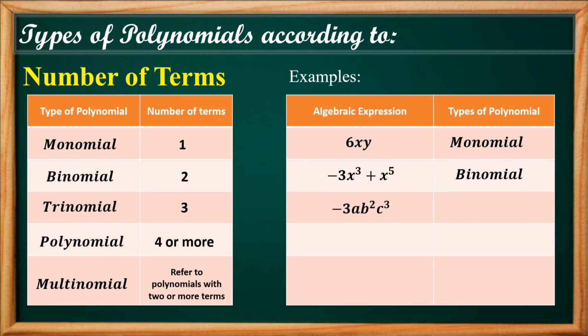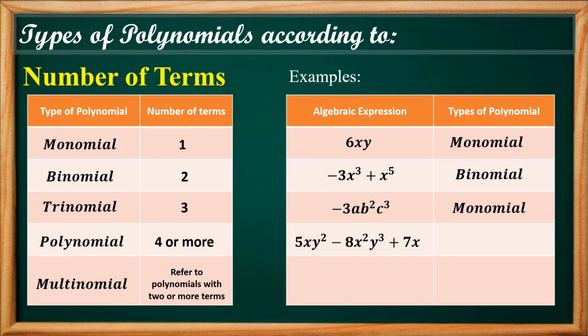Next, negative 3ab squared c cubed. How many terms do we have? Remember, the terms are separated by the symbol plus and minus. Walang ibang makakapaghiwalay sa mga term ng polynomial kundi si plus at minus lang. Okay. Now, meron ba dito? Wala. Therefore, there is only one term and that is monomial.